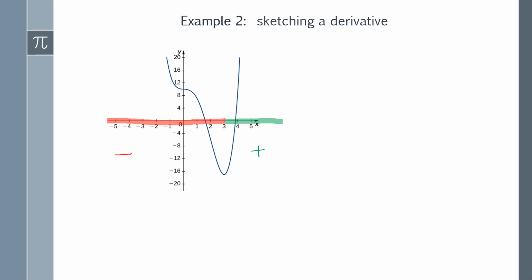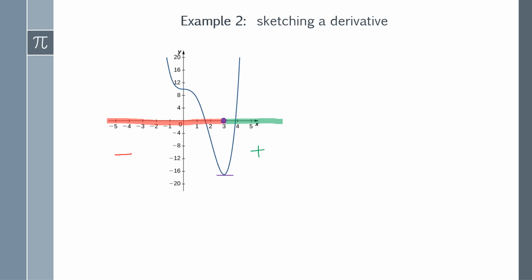Let's take a look at the points where we have a horizontal tangent. One of these points would be x equal to 3. We can see that that is where we have a horizontal tangent, and that is also where our function is changing its behavior from decreasing to increasing. So for this point, we can think about it as the point where f prime will be crossing the x-axis.